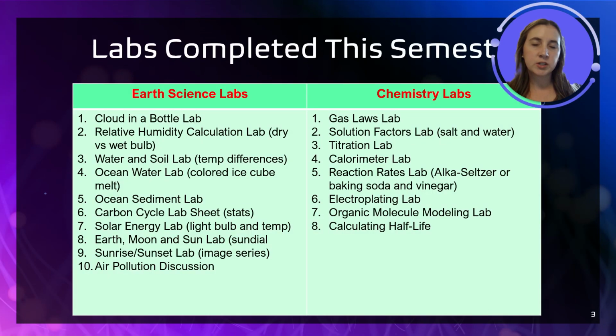All right, so to give you a quick snapshot of the labs we've completed this semester for each of these two courses, feel free to take a screenshot here, but make sure you pull each one of these out and take a skim through each. Make sure you know the variables and understand the processes in general. Earth science, we covered everything from forming a cloud in a bottle to looking at the difference of heat capacity of water and soil, to discussing the temperature, salinity, density differences that create deep ocean currents. We looked at the moon's phases and sunrise and sunset, and finally discussed air pollution.